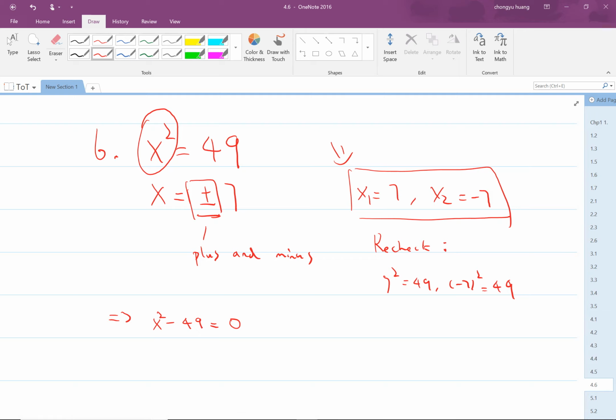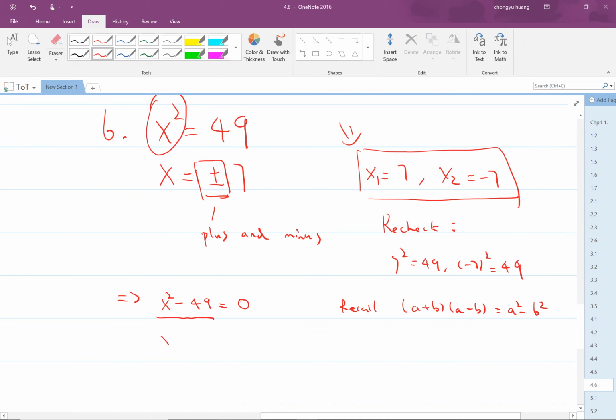First, we have to move 49 to the other side, so it becomes negative 49, right? We're going to recall one of the properties over here, as I mentioned many times: a squared minus b squared is equal to a plus b times a minus b. So we have x squared minus 49 over here, and we all know that 49 is equal to 7 squared, a perfect square, right?